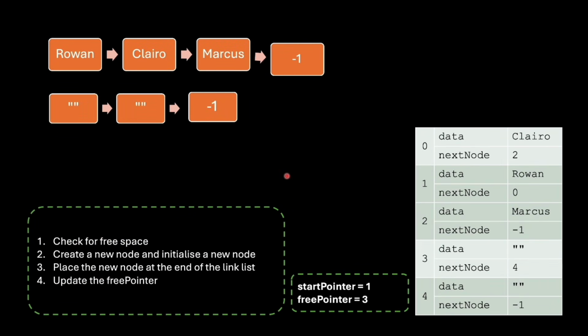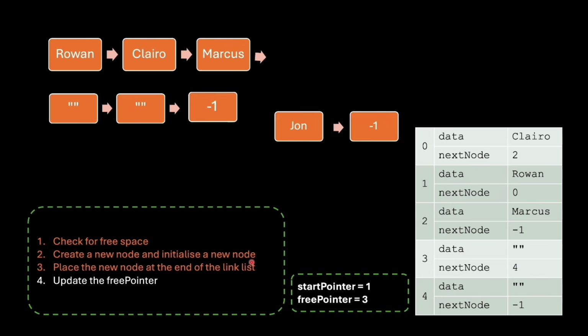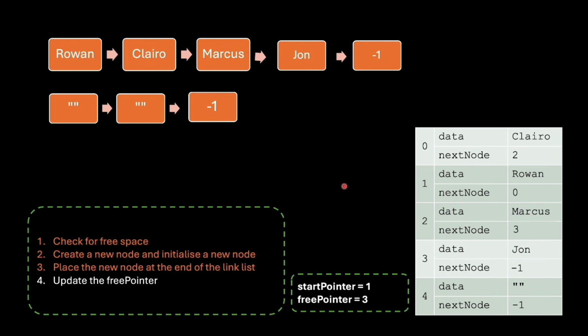Okay, so this is the method I found in one of Cambridge Moarz games. So first we have to check for free space. After that, we have to create a new node. And then we have to initialize that new node with the data we're going to add and make sure that new node is pointing to -1. After that, we have to place this new node at the end of the linked list. Now we can update the free pointer so that it is pointing to the second unused node. So yeah, that's the method Cambridge uses.